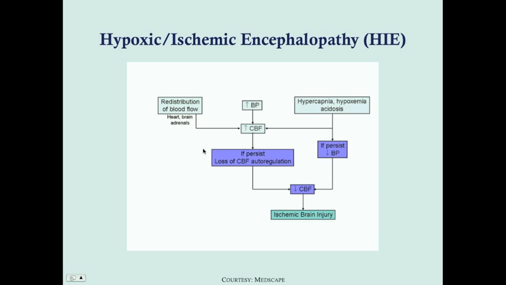So whether you have an increased blood pressure, a decreased blood pressure, hypercapnia, hypoxemia, or acidosis, all of those things, if they're not treated fast enough and if they're severe enough, can lead to ischemic brain injury.